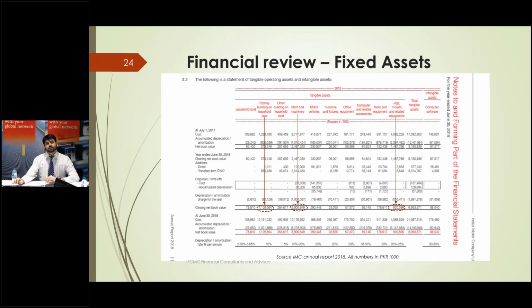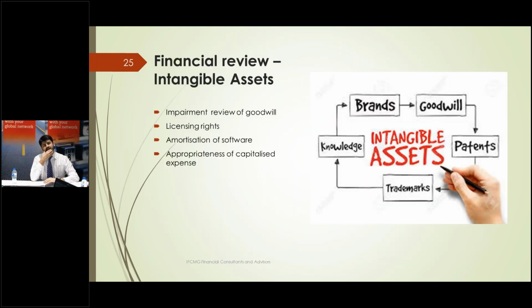Okay, moving on, we have intangible assets. Intangible assets include goodwill, licensing rights, amortization of software. So we need to consider here whether the cost that needs to be expensed out has been capitalized or not.